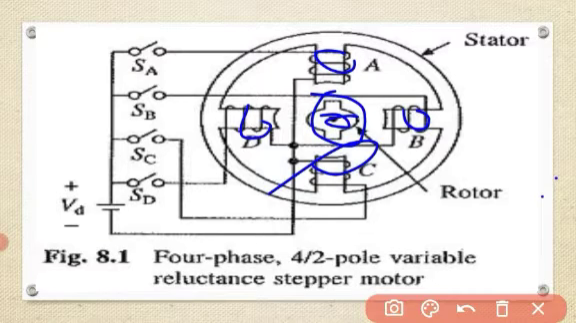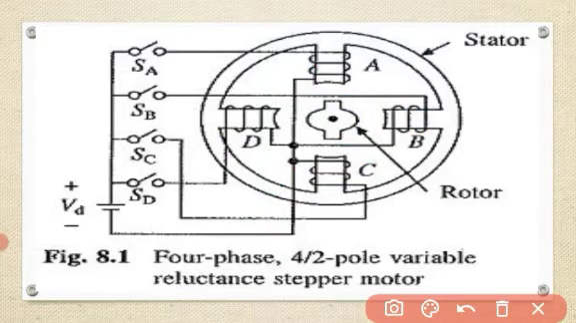I repeat, the stator has concentrated coils here, A, B, C, D, if you are looking here, over the stator poles. The stator winding phase number depends on the connection of stator coils. Now, the working in brief I will explain here. When the stator phases are excited in a definite sequence from a DC source with the help of semiconductor switches, these switches SA, SB, SC and SD are used.